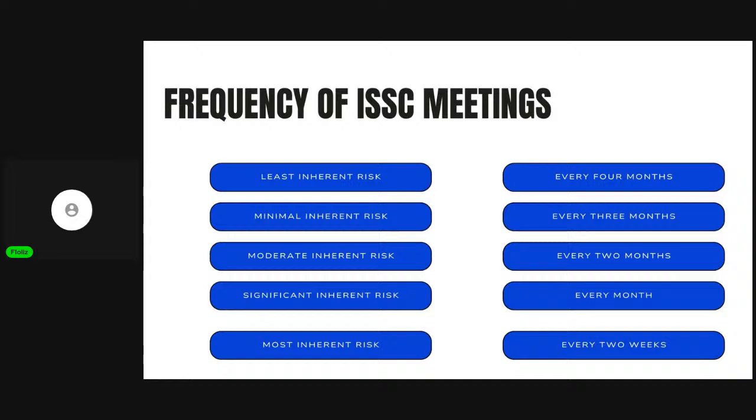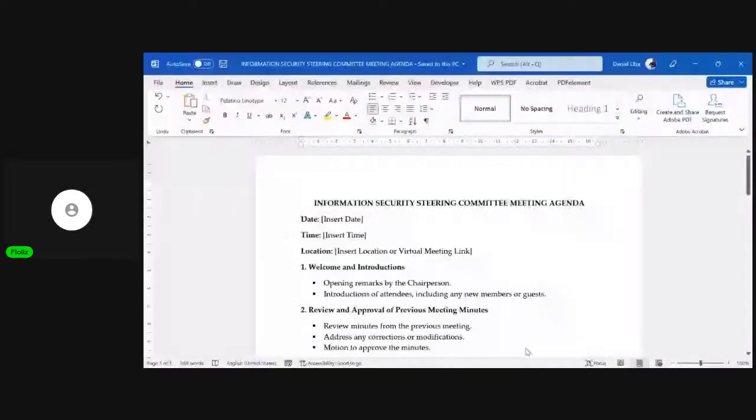So I'm going to be sharing a meeting agenda. So when you are meeting, what are those things you should discuss so that your meeting can flow with what CBN wants? So let's discuss what your meeting agenda should look like. So this is a sample meeting agenda. You can also do yours the way you want it, but this will give you a guide, like a starting point on how your meeting agenda should flow.